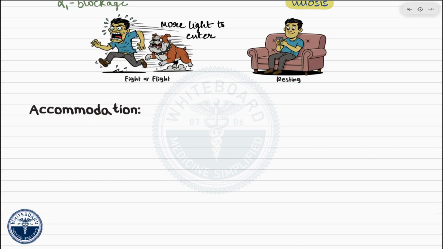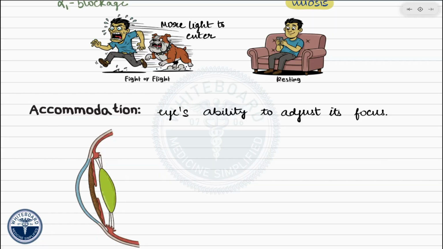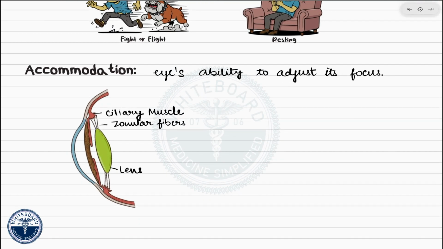Accommodation has nothing to do with changes in pupil size. Instead, accommodation refers to the eye's ability to adjust its focus, particularly when shifting between distant and near objects. This process is primarily controlled by the ciliary muscle. Anatomically, the ciliary muscle is connected to the lens through a series of suspensory ligaments, also known as zonular fibers. Normally, when we are looking at a distant object, the light rays reaching the eye are nearly parallel. To focus these rays precisely on the retina, the lens remains relatively flat.